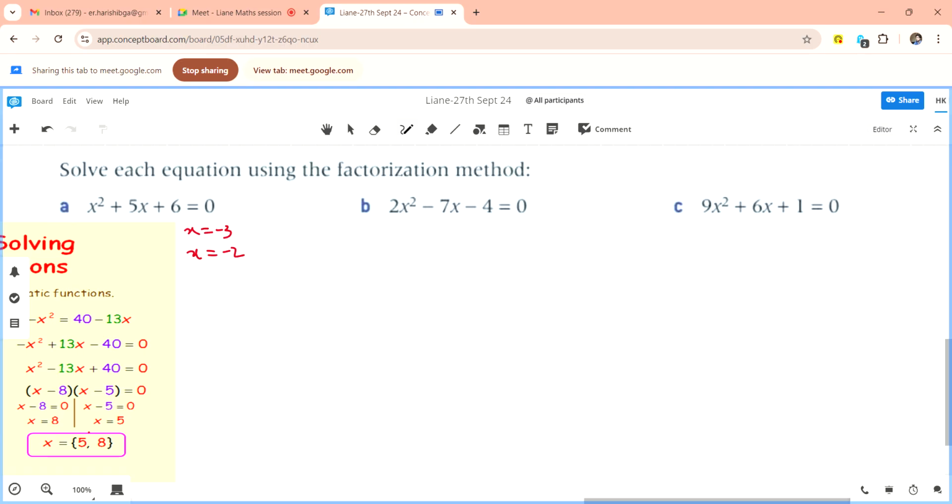For B, it's x equals -1/2 and x equals 4. Okay, can you tell me how you got this, what is the product number over here and what is the sum? What do you mean product number? So how do you get -1/2 and 4 over here? Like by using the quadratic formula. Quadratic formula? We are not using the quadratic formula here.